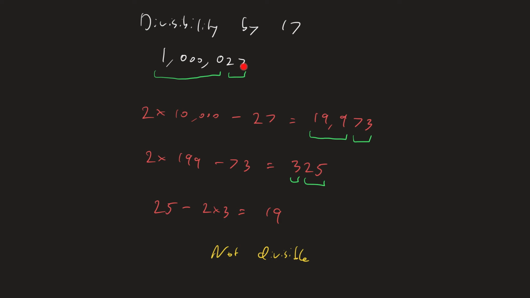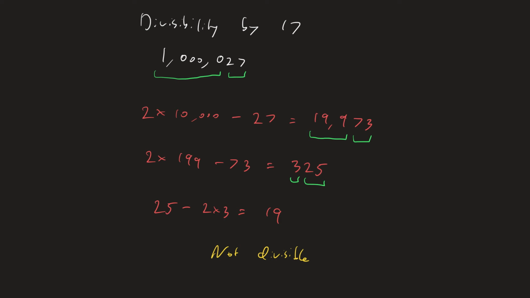Divisibility by 17 can also be tested by leaving off the last 2 digits. So we leave off the last 2 digits. This time, whatever remaining number we get, we multiply it by 2. So we leave off 27, we get 10,000. We multiply 10,000 by 2. Then we subtract off the last 2 digits, in this case 27, to get this number.